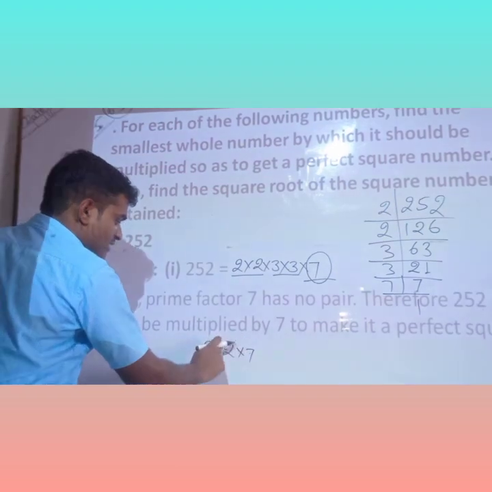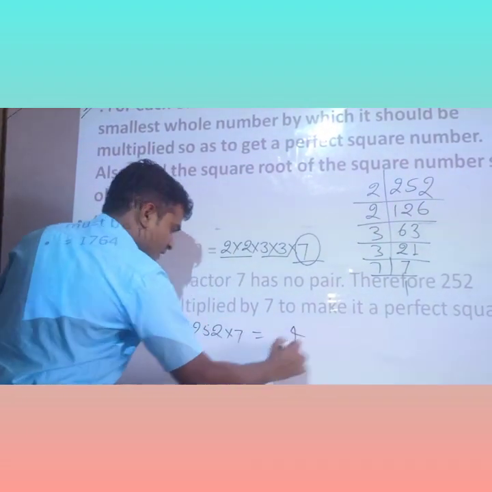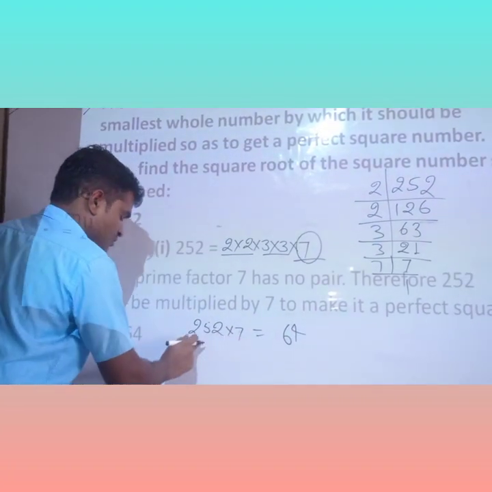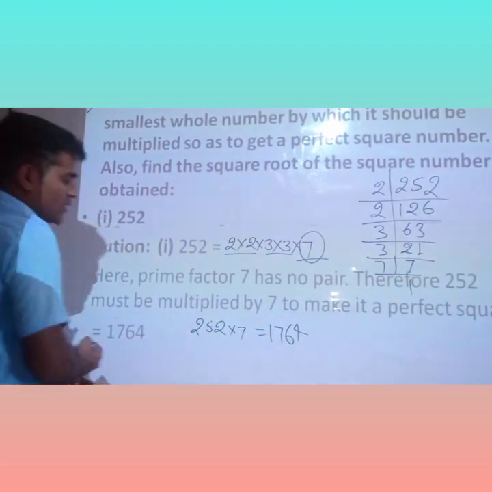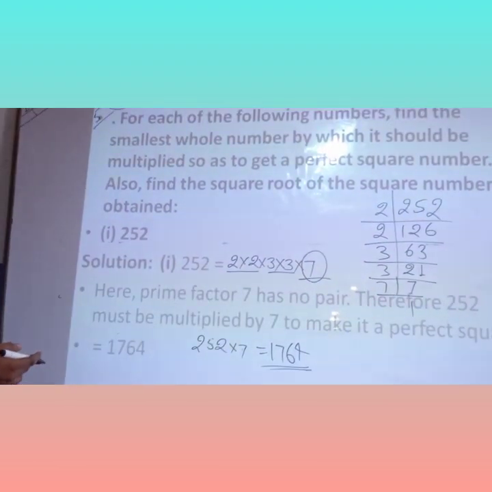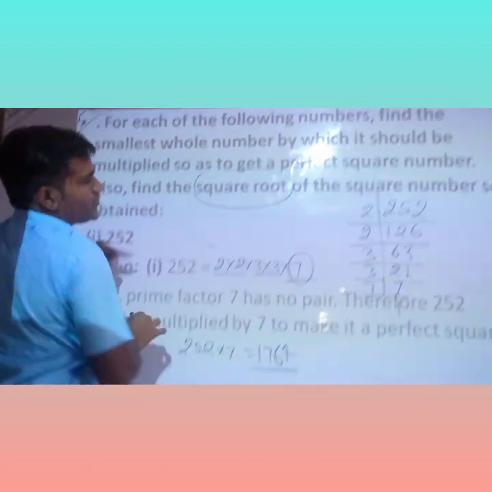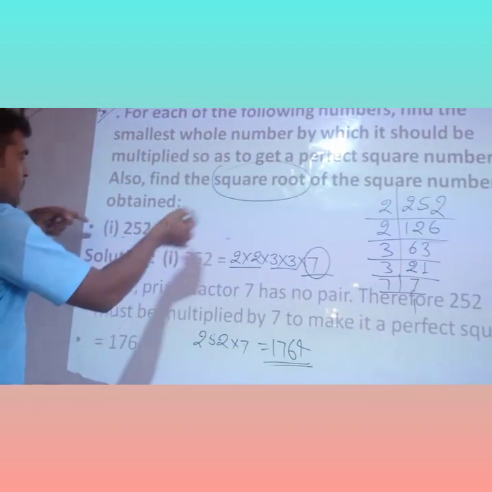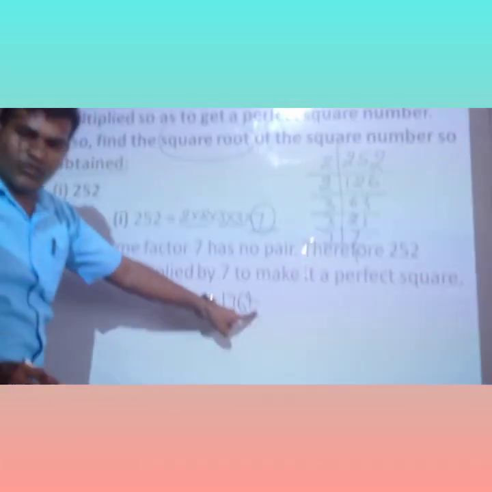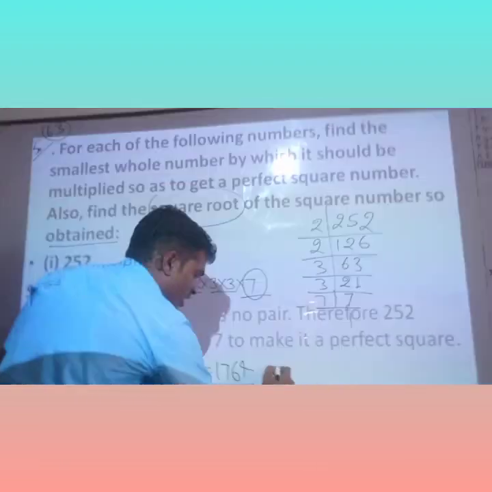So 252 multiplied by 7 gives 1764. 7 times 2 is 14, 7 times 5 is 35 plus 1 is 36, 7 times 2 is 14 plus 3. So we get 1764, which is a perfect square number. Now it is given to find the square root of the square number so obtained. So what is the square root of 1764?